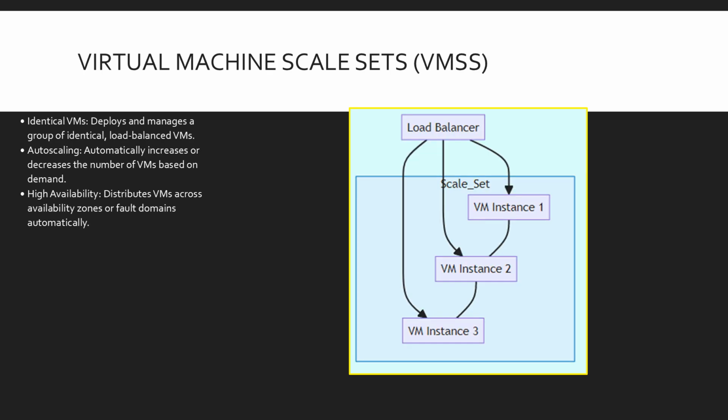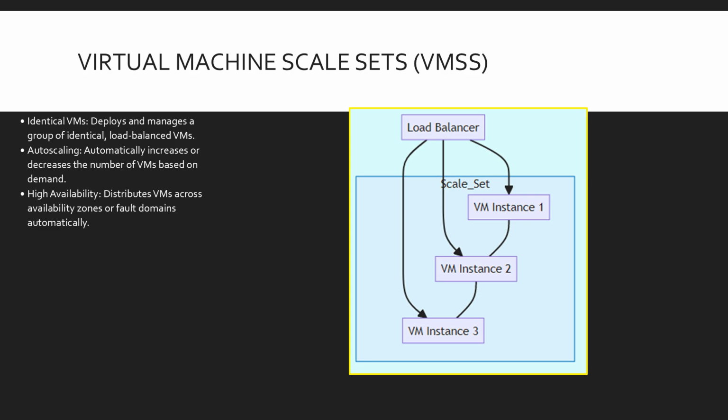What if you need to manage many VMs at once? This is where Virtual Machine Scale Sets, or VMSS, come in. VMSS allows you to deploy a group of identical VMs that are automatically load balanced. The key feature here is auto-scaling. You can configure the system to automatically add more VMs when CPU usage is high and remove them when demand drops, ensuring you only pay for what you use. VMSS is the preferred way to build scalable compute clusters in Azure.